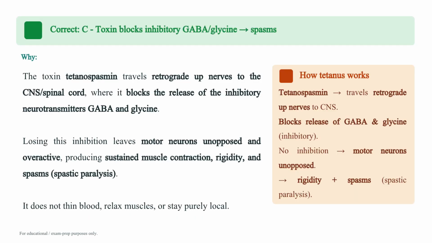The answer is C. It blocks inhibitory GABA and glycine, causing unopposed spasms. The toxin tetanospasmin travels retrograde up nerves to the central nervous system and spinal cord, where it blocks the release of the inhibitory neurotransmitters GABA and glycine. Losing this inhibition leaves motor neurons unopposed and overactive, producing sustained muscle contraction, rigidity, and spasms, a spastic paralysis. It does not thin blood, relax muscles, or stay purely local.